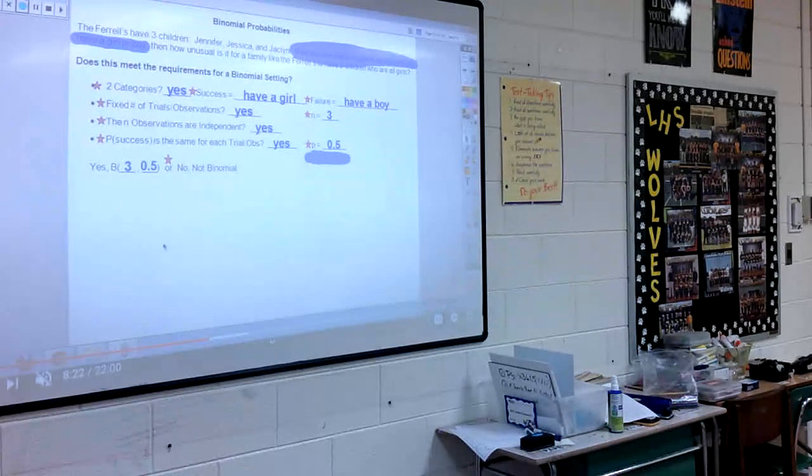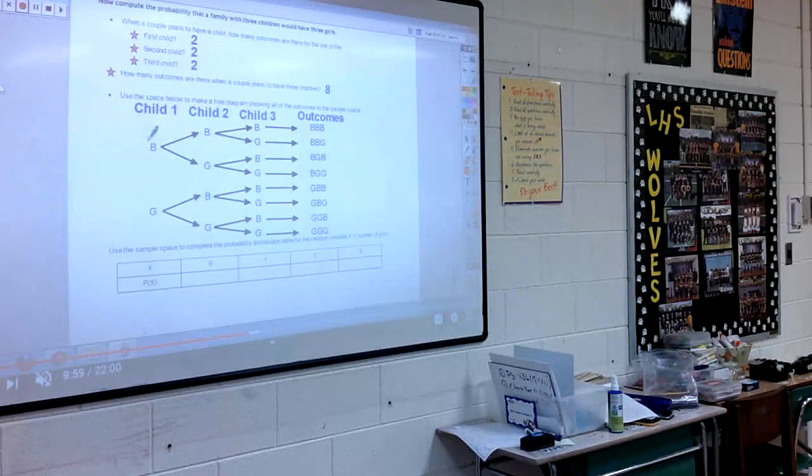That means the next child being a boy or a girl has the same probability regardless of what happened before. And then, is the probability of success the same? Yes, it is 0.5. So your n is 3, and your probability is 0.5. That shows you that it is a binomial. How would we get the 0.5? You just know that, boy, girl.